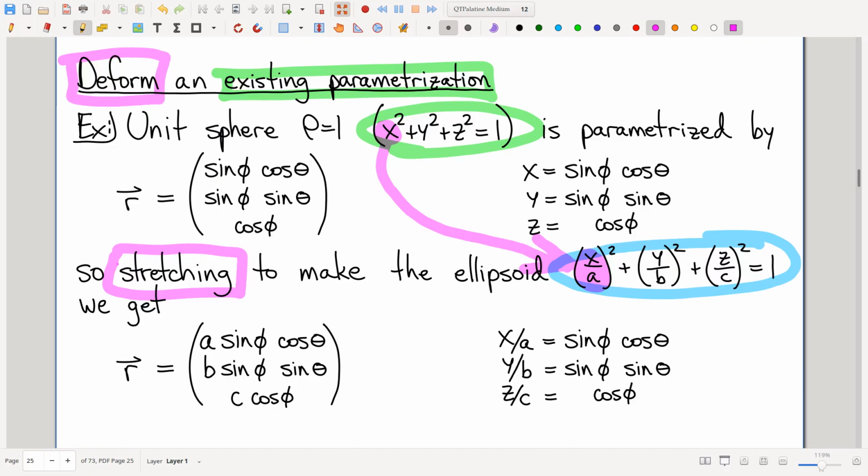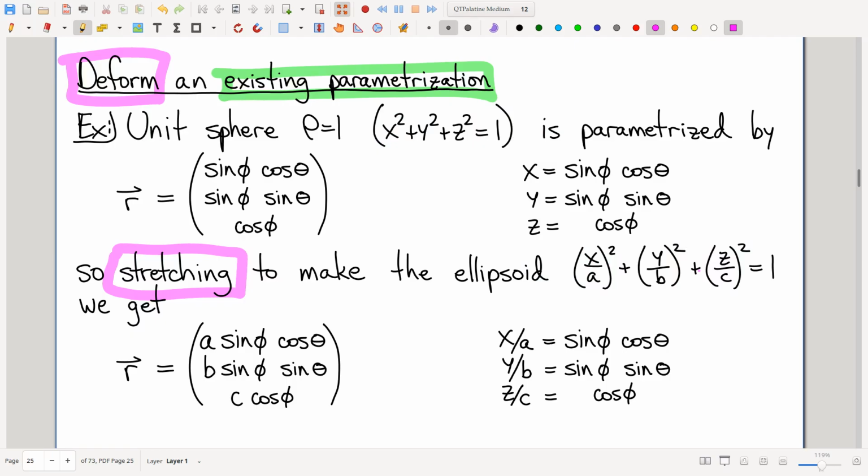How do I say we're doing a stretching? Well, stretching means that the x coordinates for this blue surface have to be a times as big as the corresponding points on the green surface. I need to make all of my x coordinates a times bigger. How would I do that? Well, there's what the x coordinate was, and I'm going to make it a times bigger by multiplying those values by a. That literally makes them a times bigger. Does that make sense?